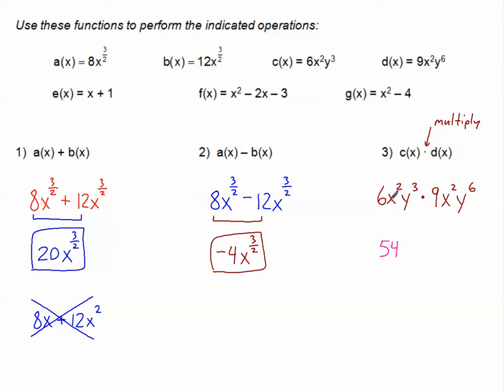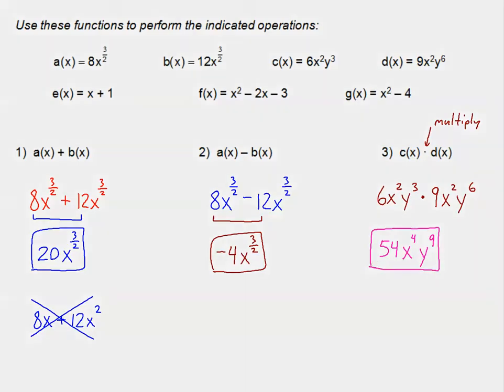X squared times x squared is x to the 4th because we add the exponents. Y cubed times y to the 6th, it doesn't matter that they don't have the same exponents because we're multiplying. We can multiply whatever we want. 3 y's multiplied together, and then another 6 would make 9 total. In other words, 3 plus 6. So we multiplied those two functions.